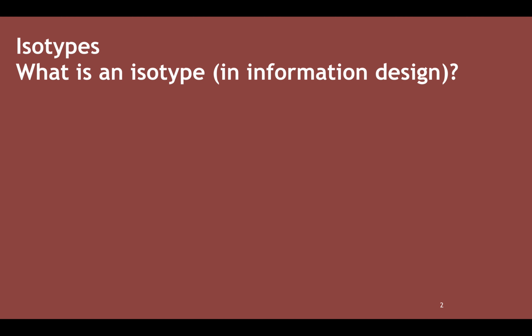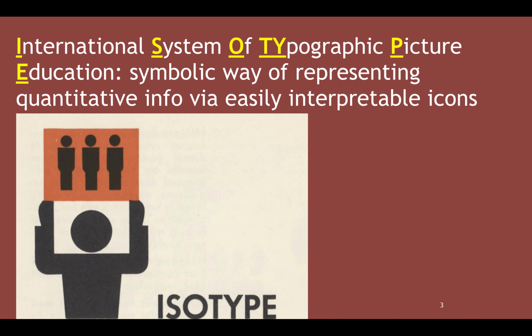For this mini lecture, we're going to be talking about isotypes. So, as you might think for your first question, what is an isotype? And then think about it in terms of the realm of information design. Isotype stands for the International System of Typographic Picture Education. More specifically, for definition, it's a symbolic way of representing quantitative info via easily interpretable icons.